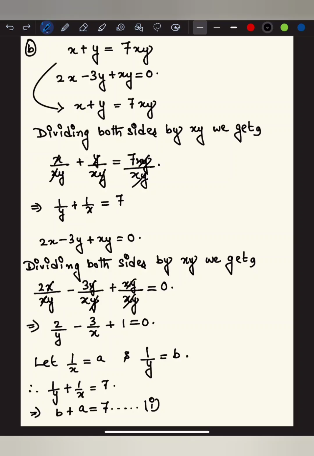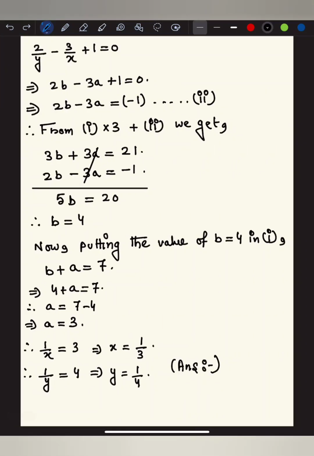Got it? Now let 1 by x be a and 1 by y be b. Therefore here we got 1 by y plus 1 by x equals 7. This comes up to be b plus a equals 7. Similarly, from this equation, if we substitute the value of 1 by x as a and 1 by y as b, then we will get 2b minus 3a plus 1 equals 0, which implies 2b minus 3a equals minus 1, right?